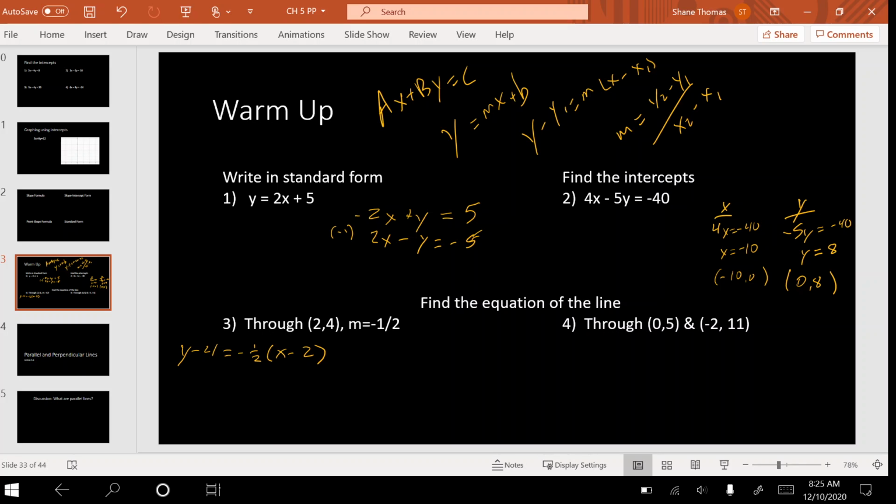Okay, then just simplify. So y minus 4 equals negative 1/2 x plus 1. And then add the 4 over. So y equals negative 1/2 x plus 5.